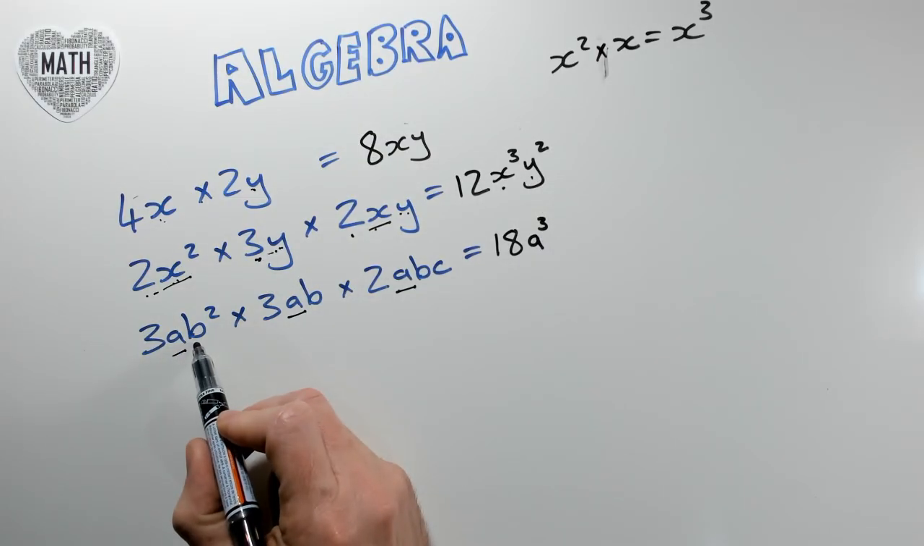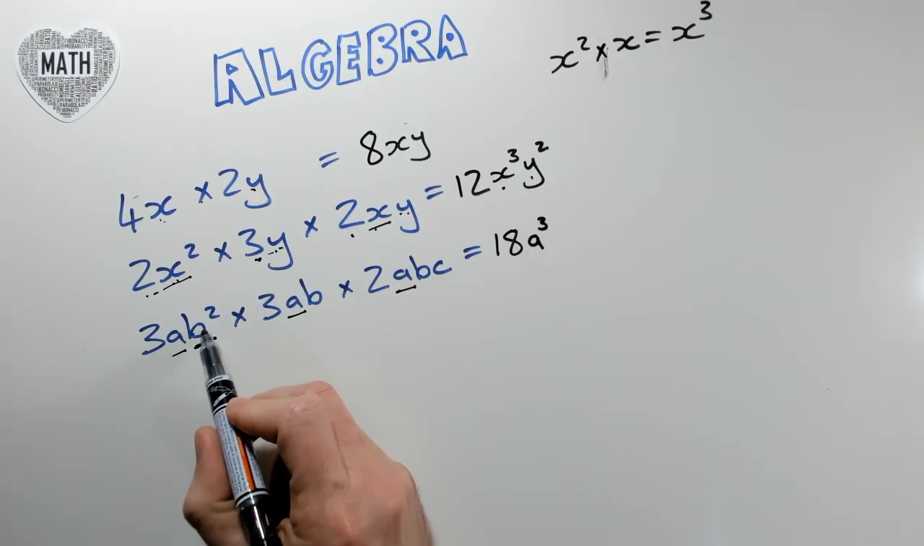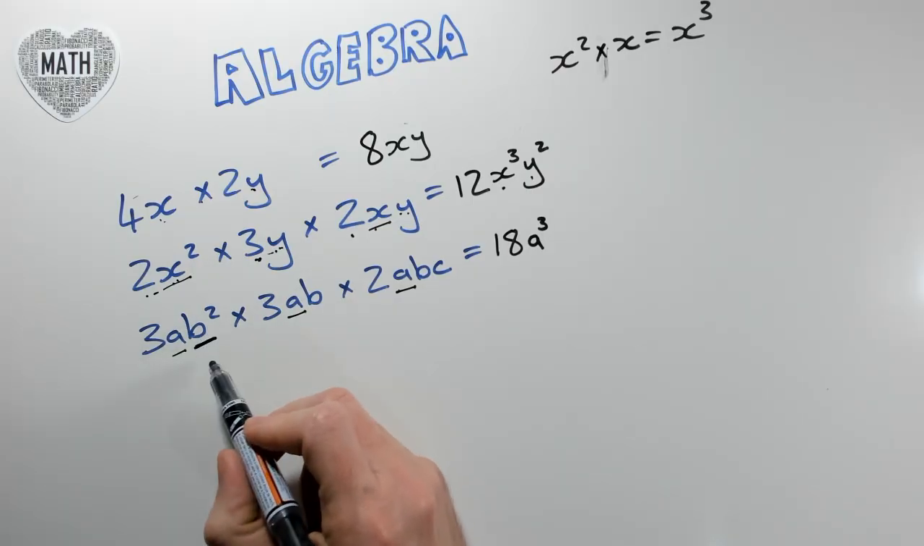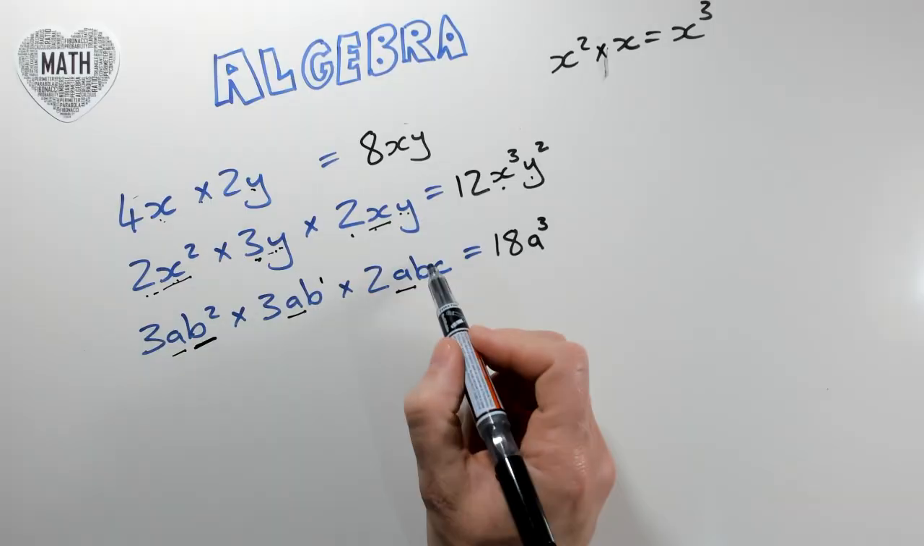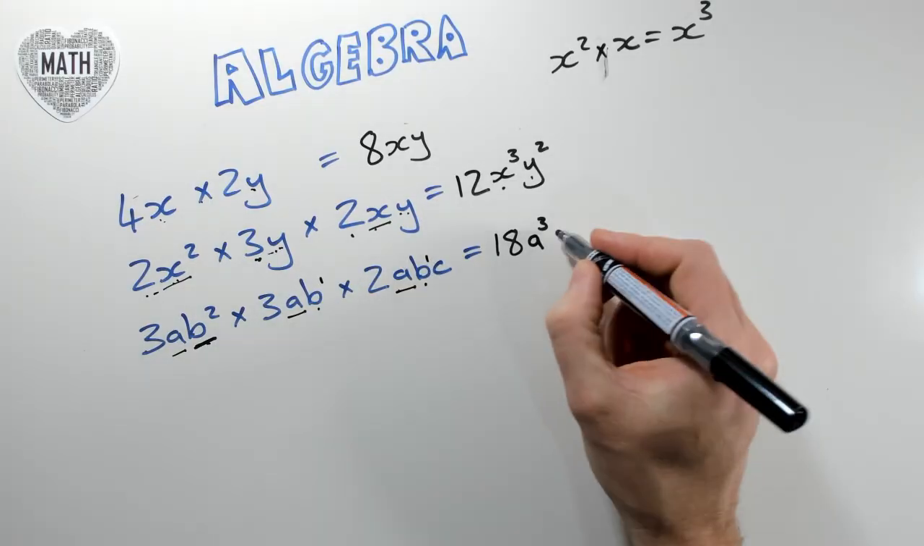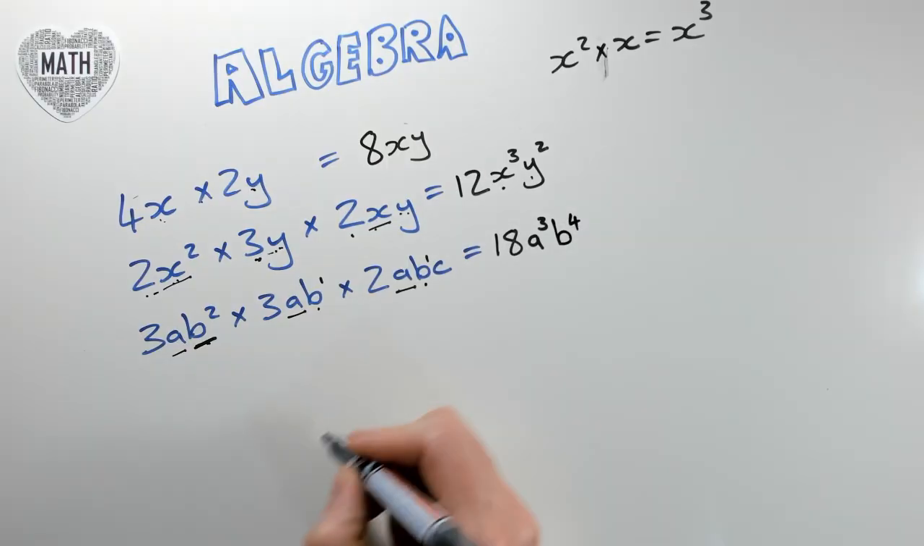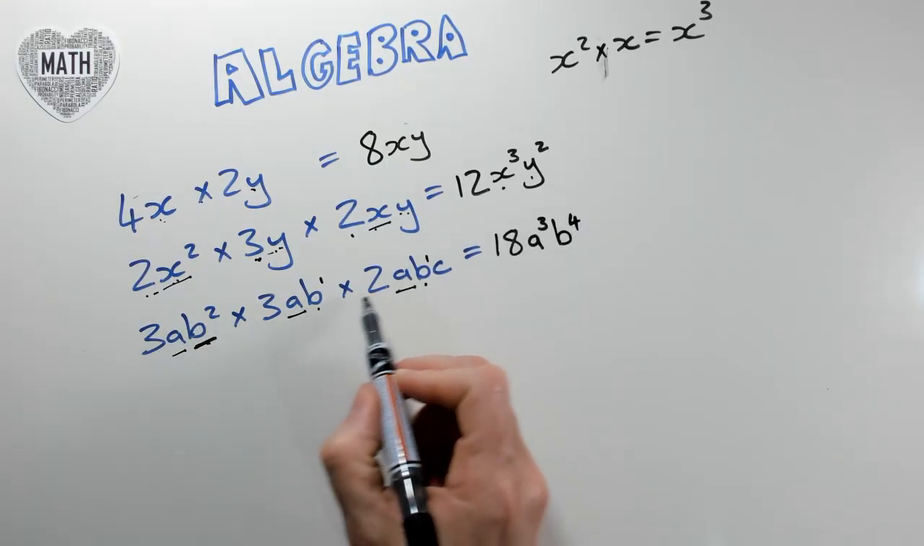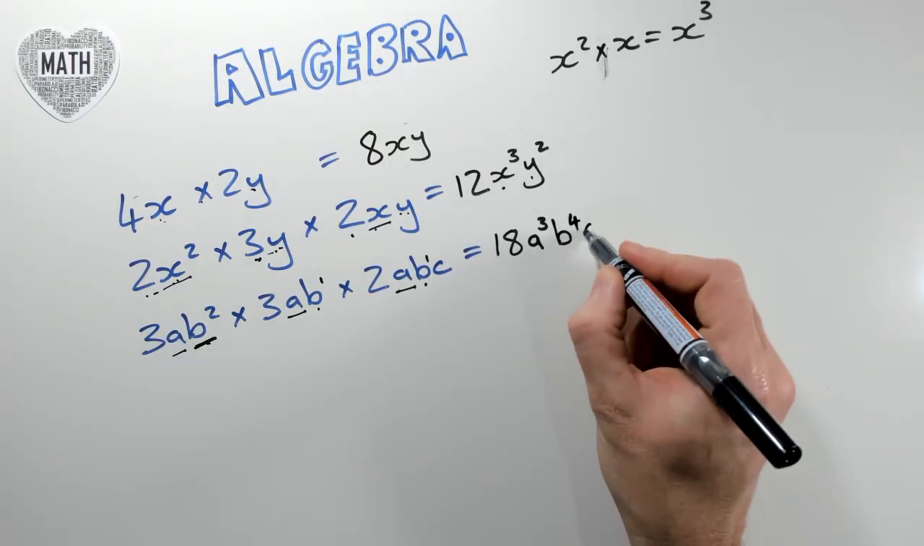Next, we're looking at B's. There's B squared, so there are 2 of them there. There's another 1 here, and another 1 here. So in total, we have 2, 3, 4 B's, so B to the power of 4. And then lastly, C's. There's only 1, so I just add the 1.